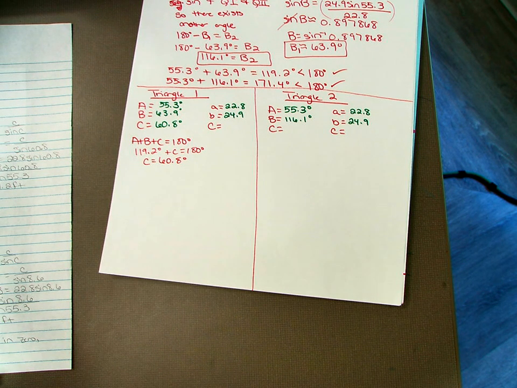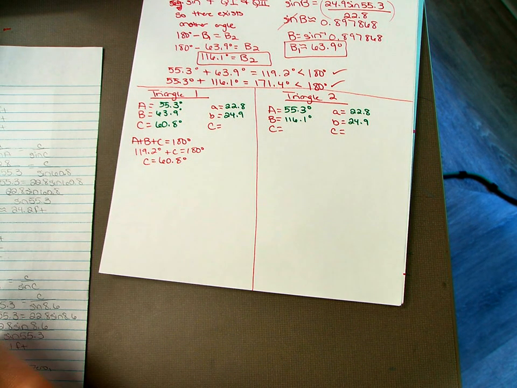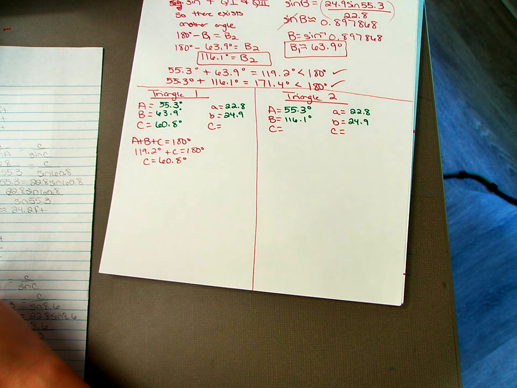Well, let's think about what this section is titled. This section is titled The Ambiguous Case of the Law of Sines. So what do we need to use to find side C? The law of sines. So here's what I recommend doing.